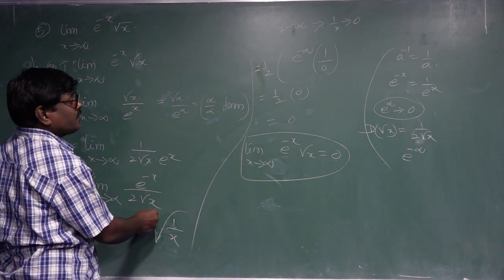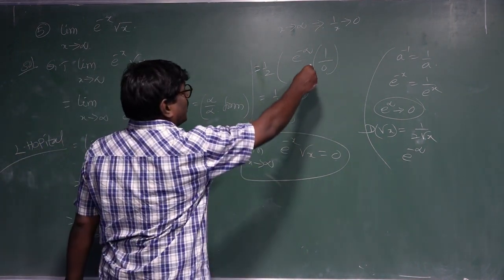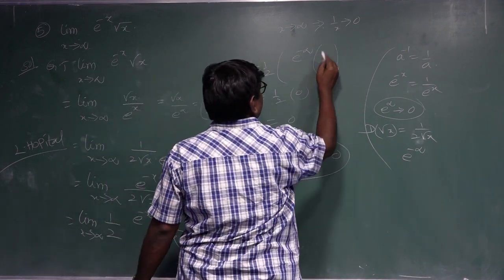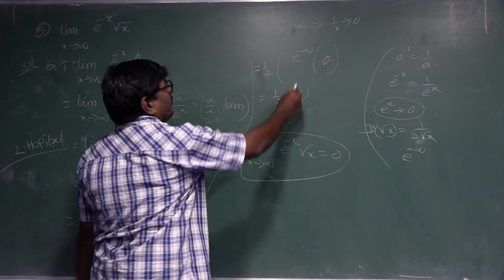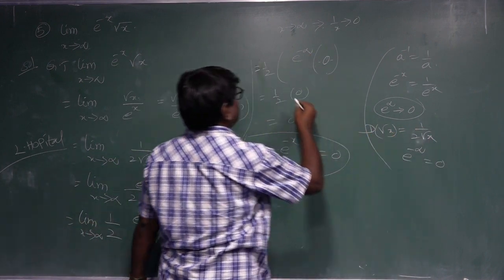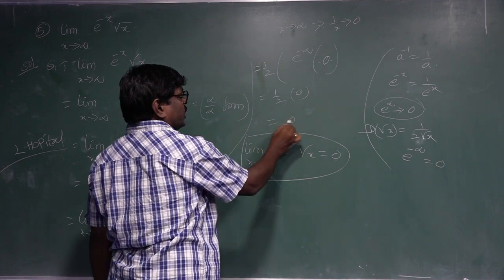e power of minus infinity is 1 by infinity, whose value is 0. This is infinity into infinity, minus infinity, value is 0. This is 1 by 2 into 0, that is 0.